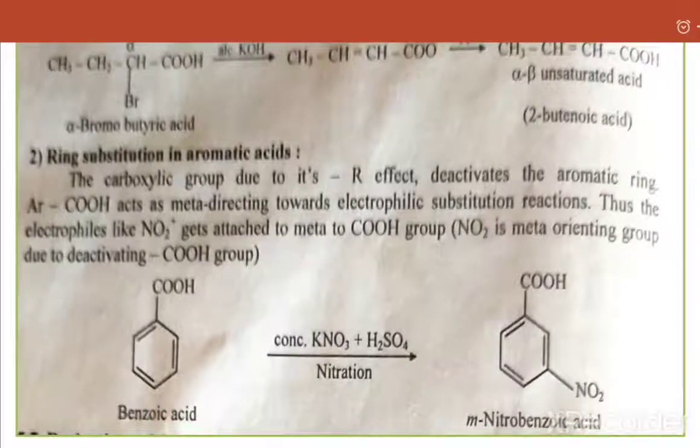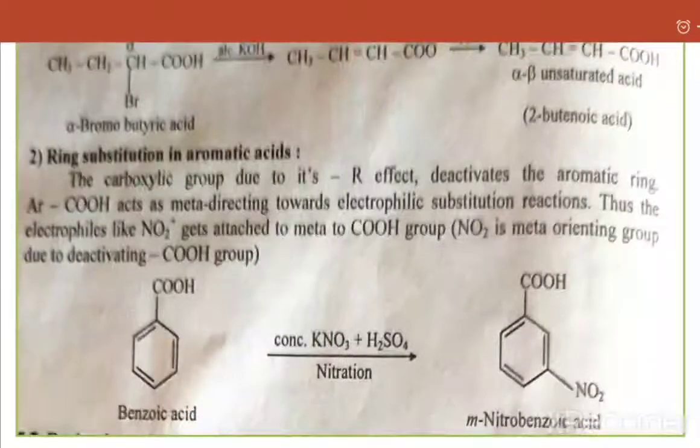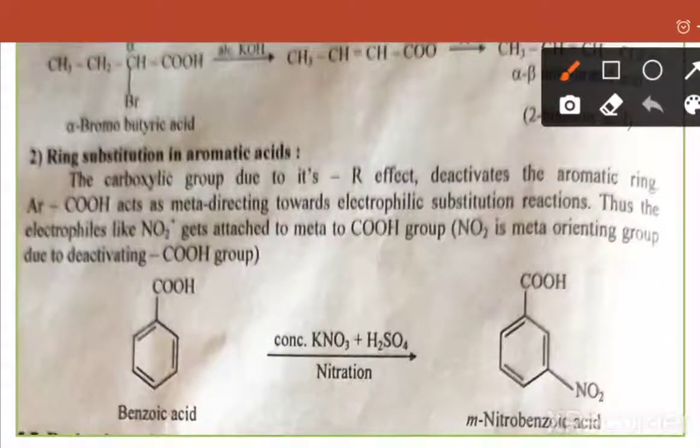So here the C double bond OH group has the minus R effect, therefore it deactivates the aromatic ring. So whatever electrophilic substitution reaction takes place on the aromatic ring, it will take place at the meta position. That means this position. That means we call this meta directing, due to deactivating effect of the C double bond OH group. Therefore in the final product, the NO2 group comes at the meta position. Therefore the name of this compound is meta-nitrobenzoic acid.